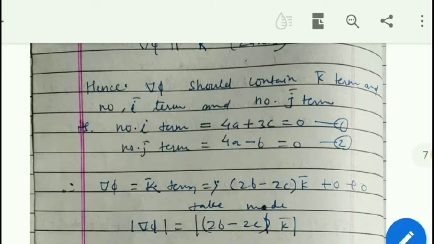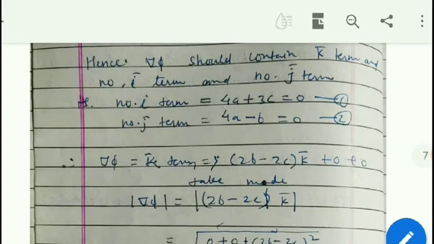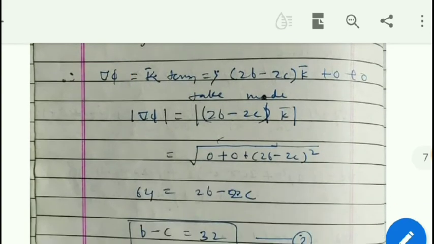Then what is the meaning of del phi should contain k terms? That means del phi contains only the k term, the other terms are 0. So mod del phi equals mod of only the k term, that means 2b minus 2c. So calculate the mod of this term. Under root, coefficient of i square is 0, coefficient of j is 0, plus coefficient of k is 2b minus 2c. So square and square root cancel.